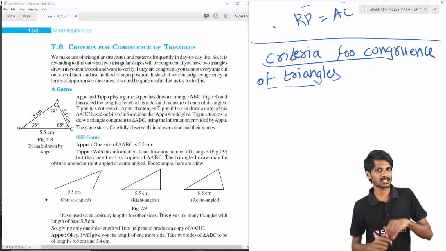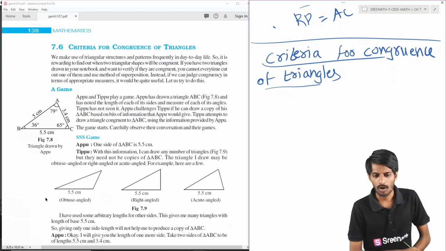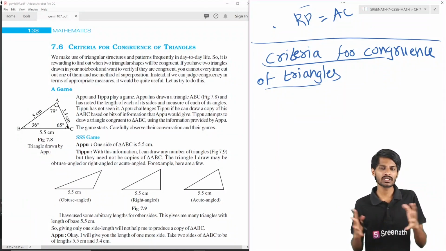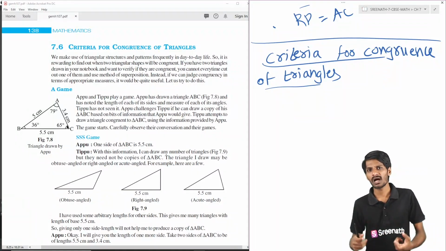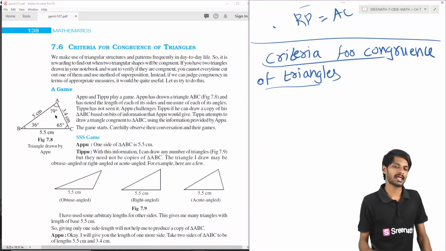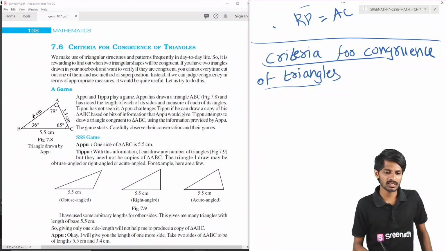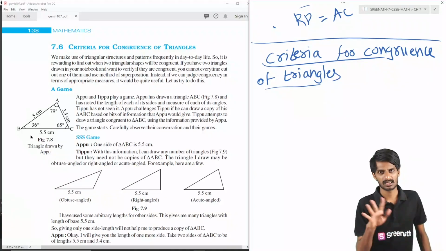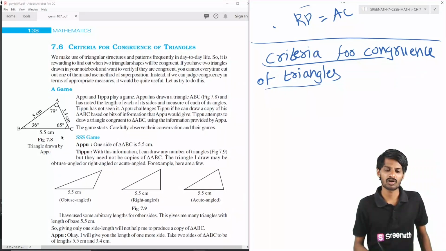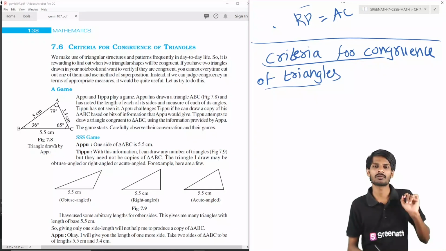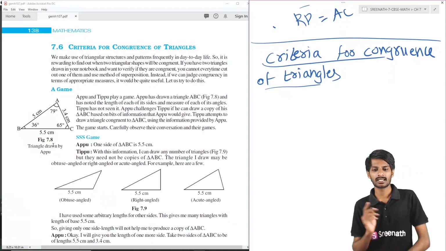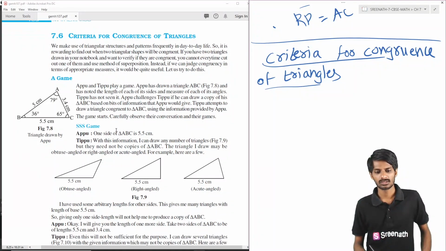So Appu gives a challenge to Tippu: you can draw a copy of my triangle ABC that will be exactly identical, congruent to triangle ABC, but I will give some clues. I will give some bits of information about triangle ABC. He will not reveal all these, 5 centimeters, 5.5, 3.4, all the angles and all the sides. He will give only some of this information, and using that small information, Tippu has to draw the triangle which is exactly the same as this triangle. Can you do this task? So the game has started.